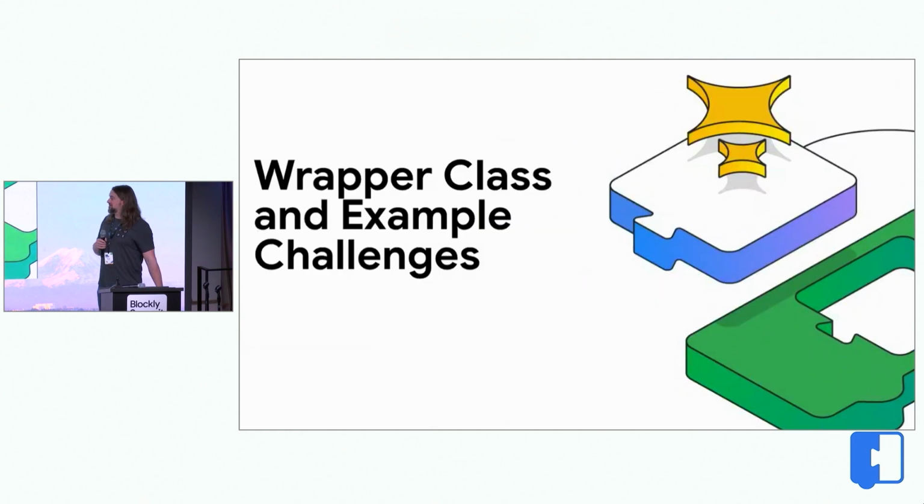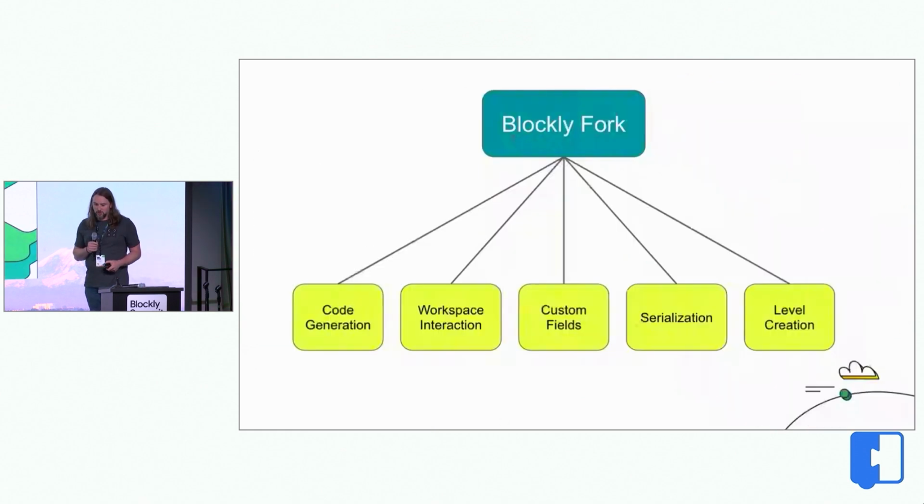So we introduced this wrapper class. Let's talk about what that looks like. This is our starting point. Everything was tied to our Blockly fork. Code generation, workspace interaction, everything.